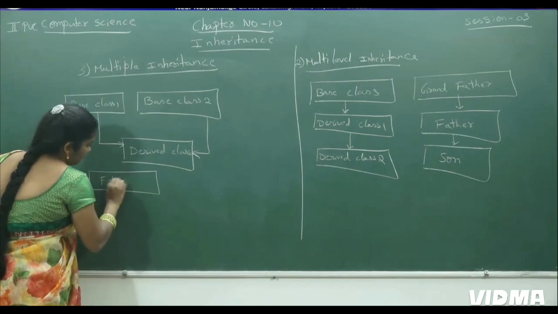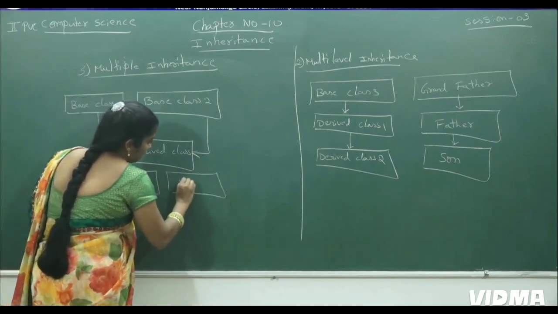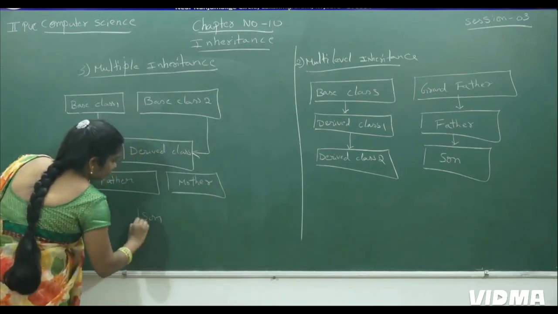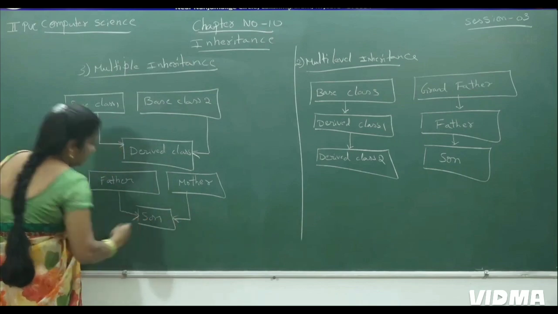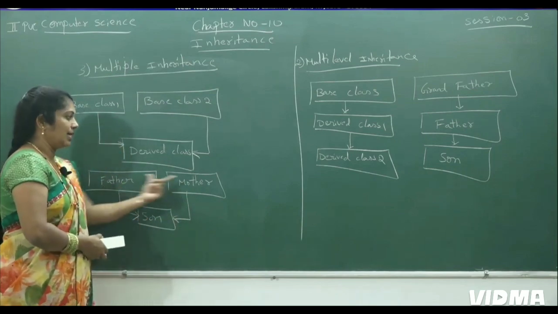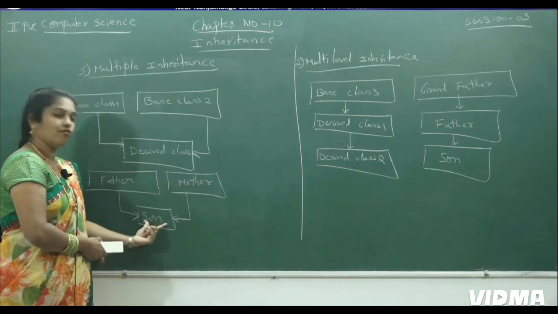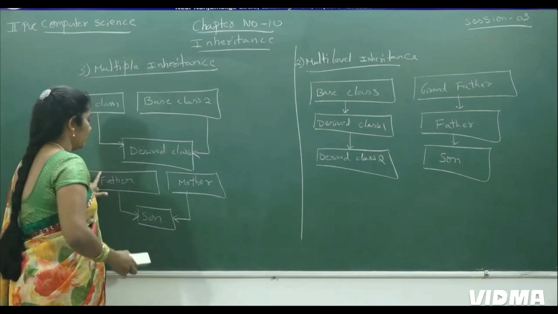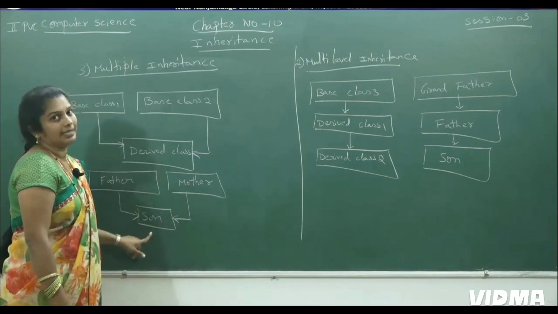Example: father, mother, then son. Here father is one base class, mother is also one base class. From these two we are creating one more class, son. So here the son will have the father's properties as well as the mother's properties.